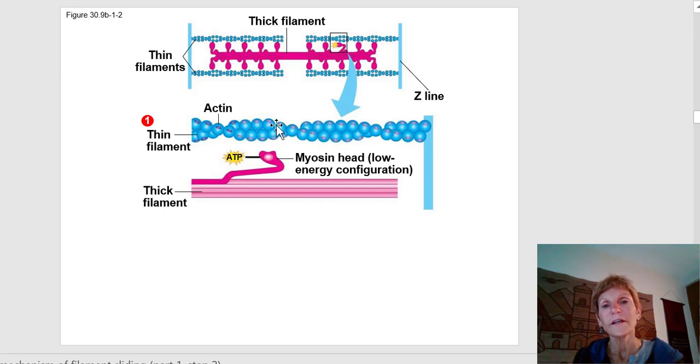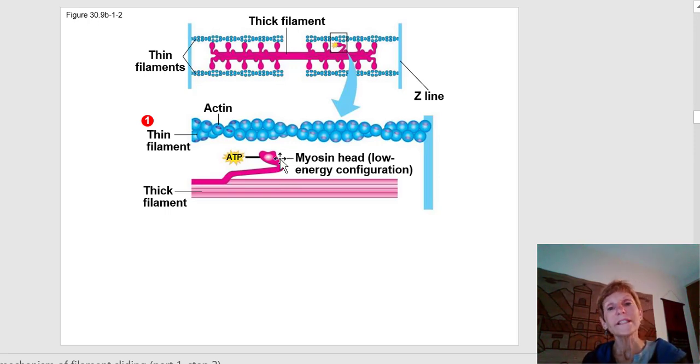Actually, myosin will be stuck, attached to actin, unless it binds another molecule of ATP. And so that's what's going to happen. Another molecule of ATP is going to bind, and myosin will bind the ATP, let go of actin from the previous contraction, and then it will sit there in what we call a low energy configuration.